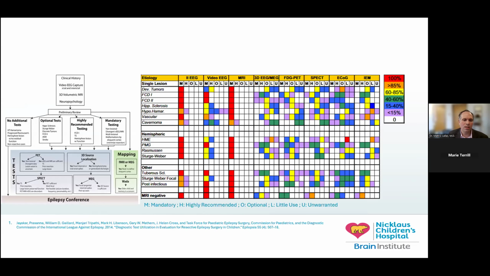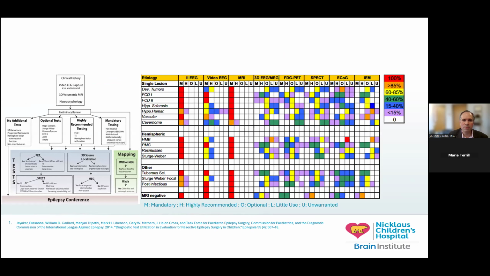So in 2014, there was a publication released in Epilepsia by the International League Against Epilepsy, where they again surveyed a number of their centers to talk about the different types of testing that might be part of the protocol for an epilepsy surgery evaluation.